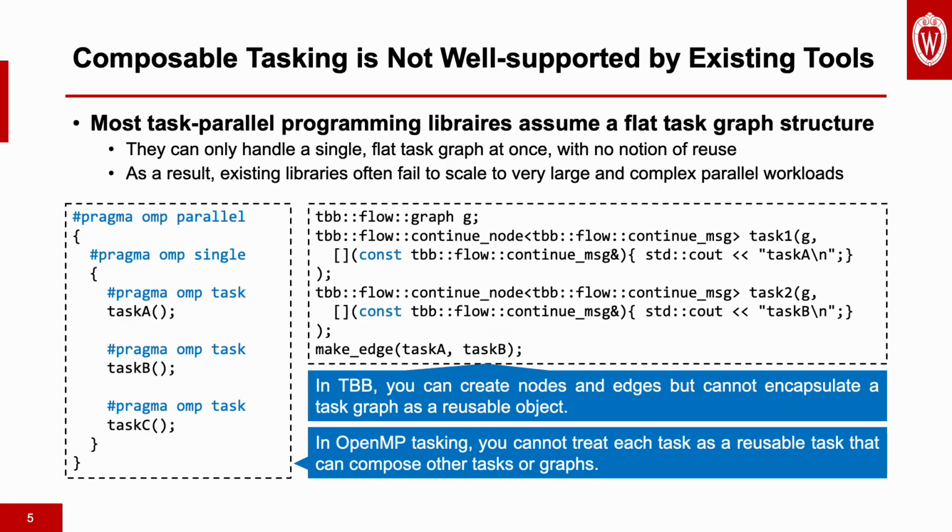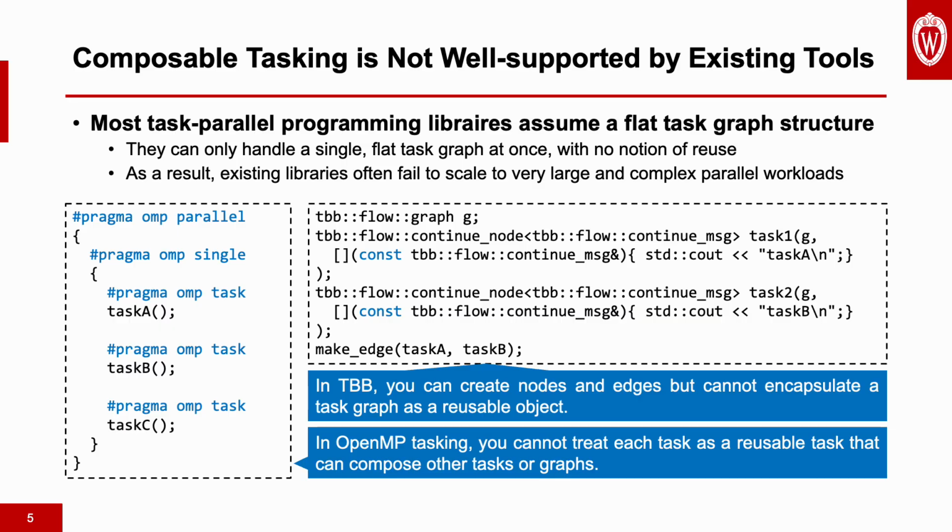Although task graph composition is important in many aspects, it is unfortunately not well supported by existing tools. In other words, most existing task parallel programming libraries assume a flat task graph structure. They can only handle a single flat task graph at once with no notion of reuse. As a result, existing libraries often fail to scale to very large and complex parallel problems.